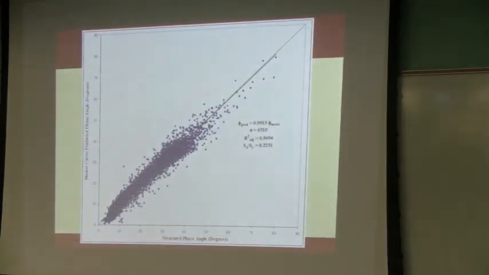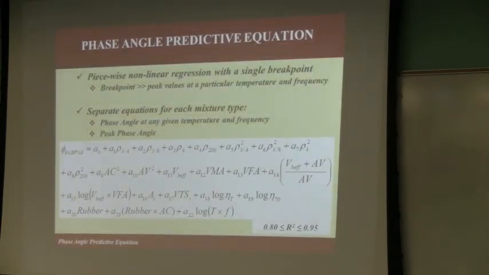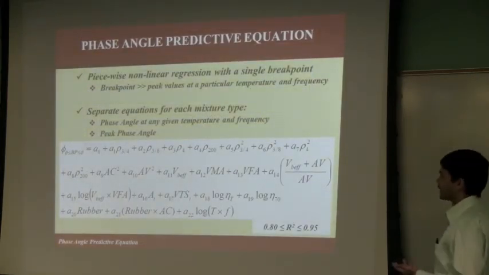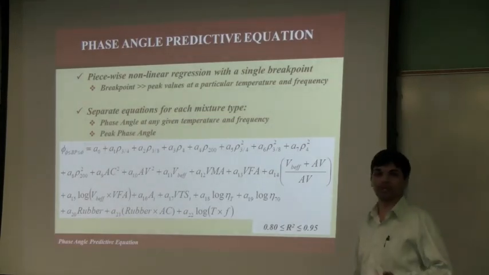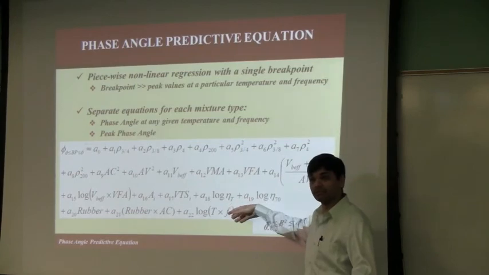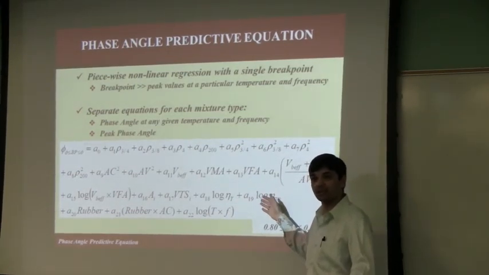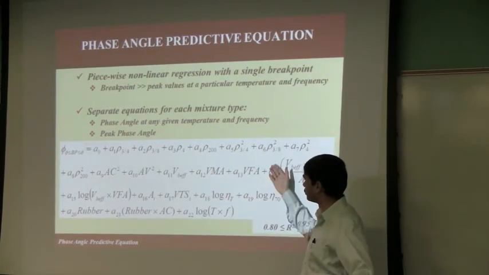So this is the predicted versus the measured phase angle values using the master curve for about 6,500 points. It's really an excellent correlation that you see. And then we also developed a phase angle predictive equation. Let's say you don't have the instrument to test, okay? But you had the mix design, meaning you had the asphalt content for the mix, you had the gradations. So can you actually predict phase angle? Yes, we could using this equation.